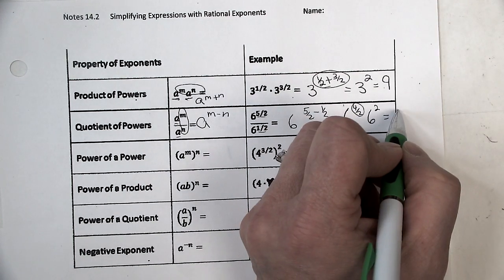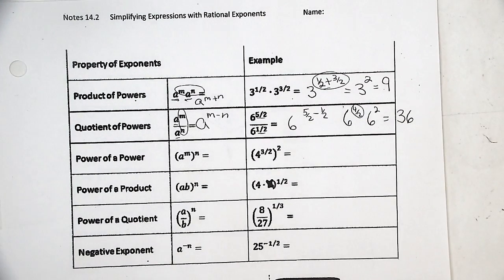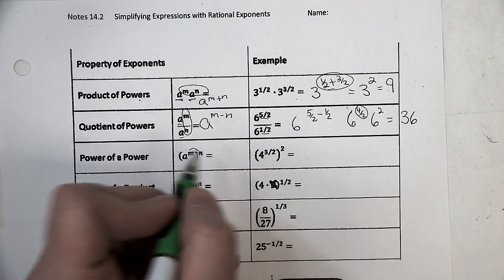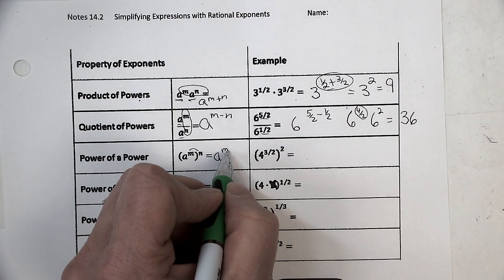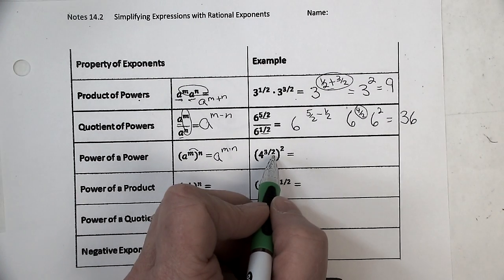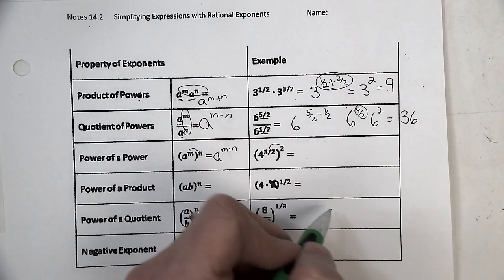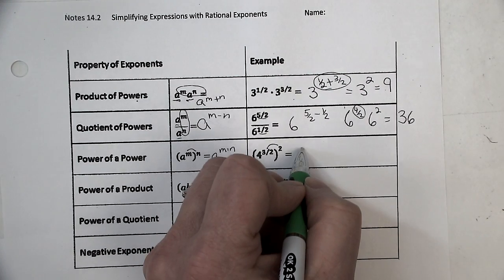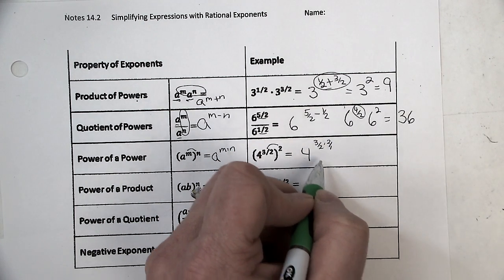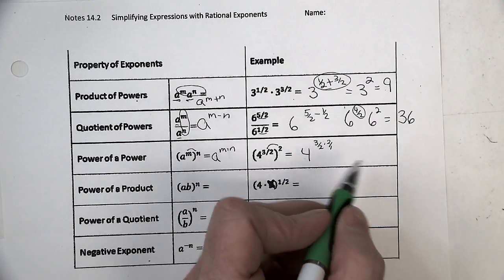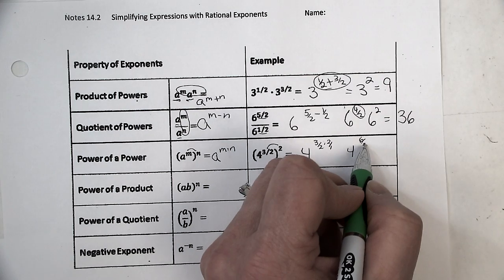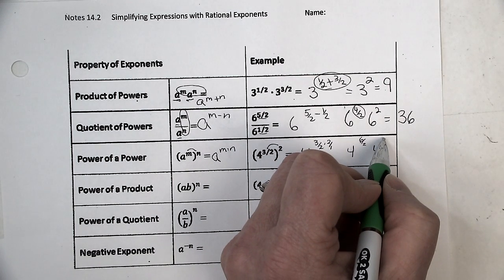Okay, power to power. So our power to power is we multiply our exponents together. So this is a to the m times n. You're going to do the same thing with your fractional exponents. So you're going to multiply 3/2 times 2. That was part of the warm-up. So we're going to do 3 over 2 times 2 over 1. So that's 6 over 2, which is actually 4 to the, what's 6 over 2? 3. What is 4 to the third?